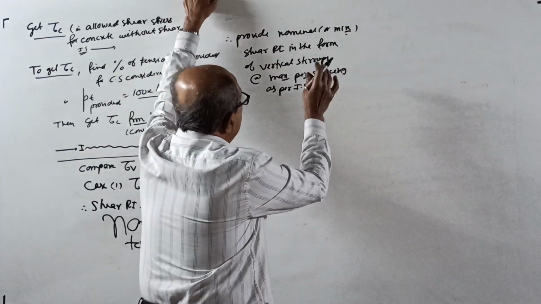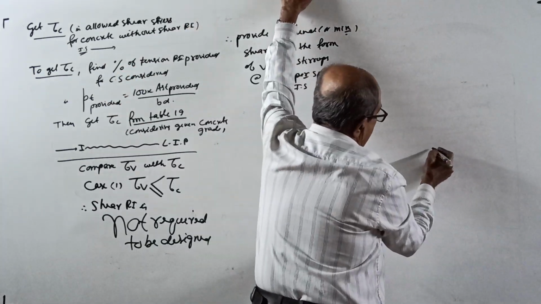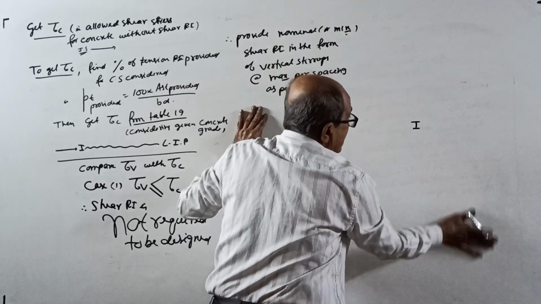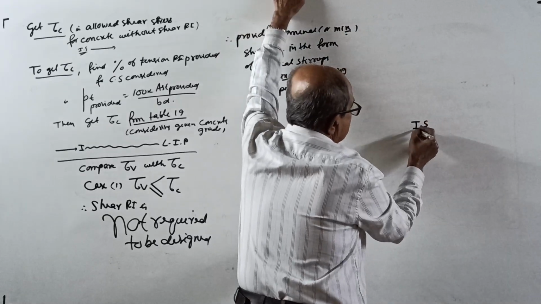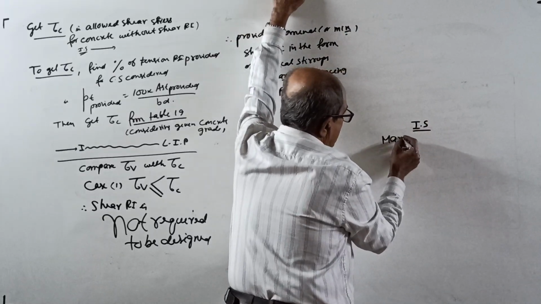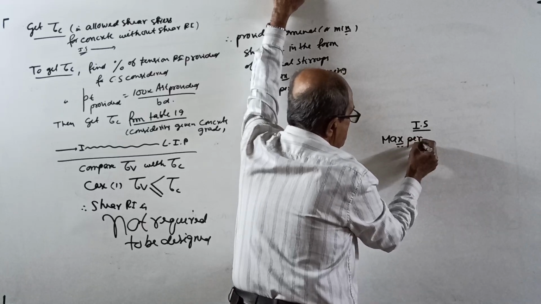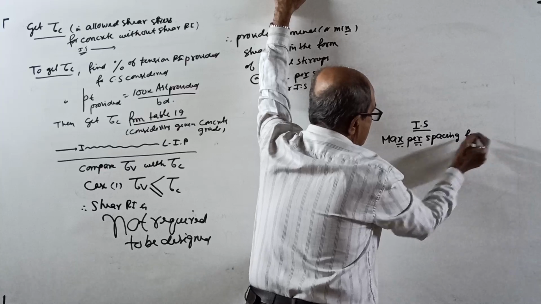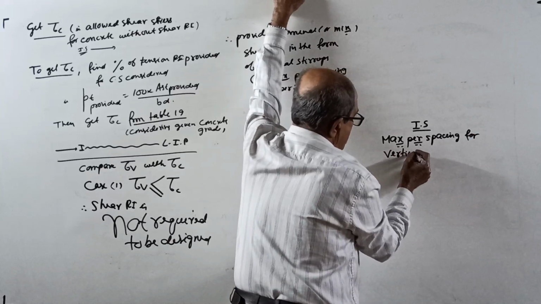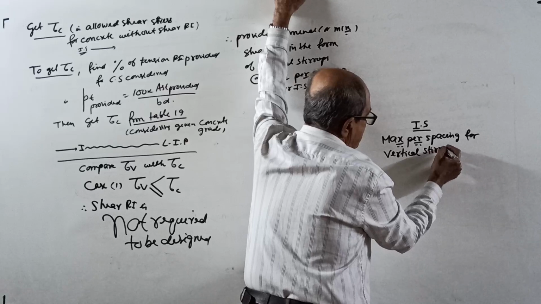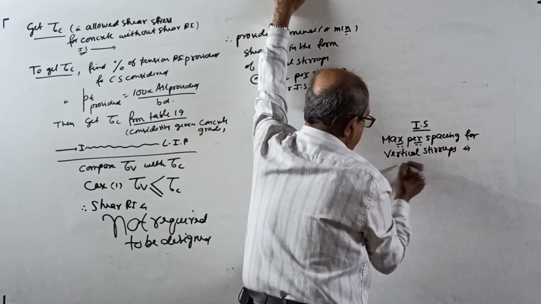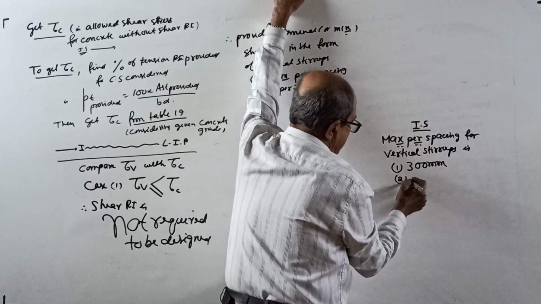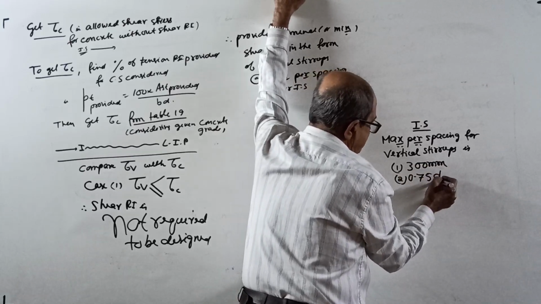Okay, now do one thing. I will write somewhere here, and you should write it too. As per IS code, maximum permissible spacing for vertical stirrups is: first, 300 millimeter. Second one, 0.75 times D.